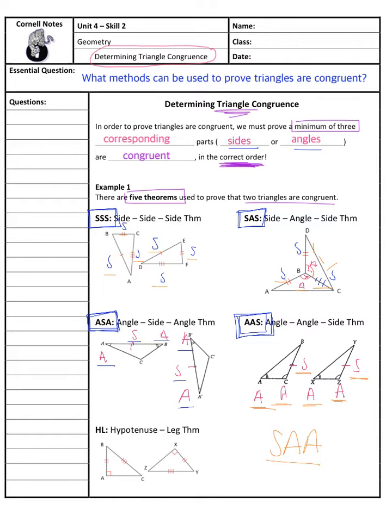The last method that we have, and this one kind of is out on its own, is called the HL theorem, which stands for hypotenuse leg. So this theorem can only be used with right triangles. Only with right triangles. And if you think about that, the word hypotenuse has to be in a right triangle. So if you don't see a 90-degree angle somewhere, you're not going to be able to use hypotenuse leg. So if you see a right angle, that's a clue that it could be an option. But it might not be, so it depends on the problem.